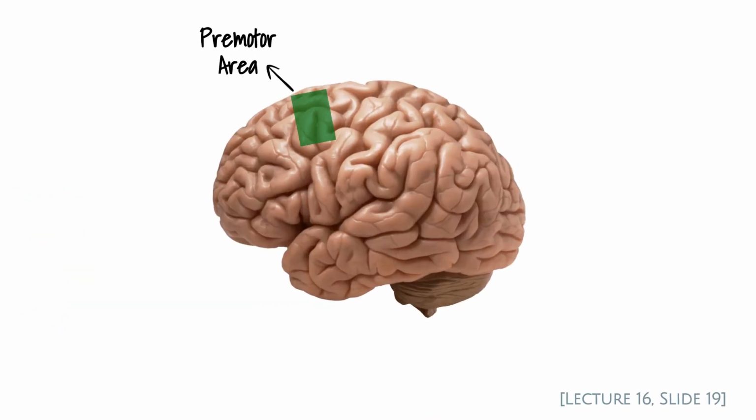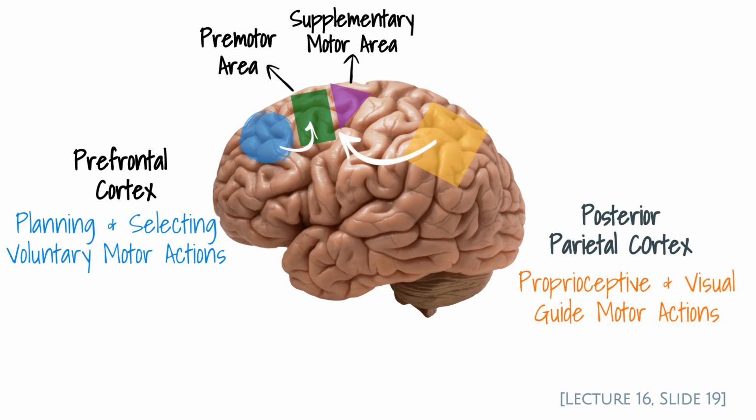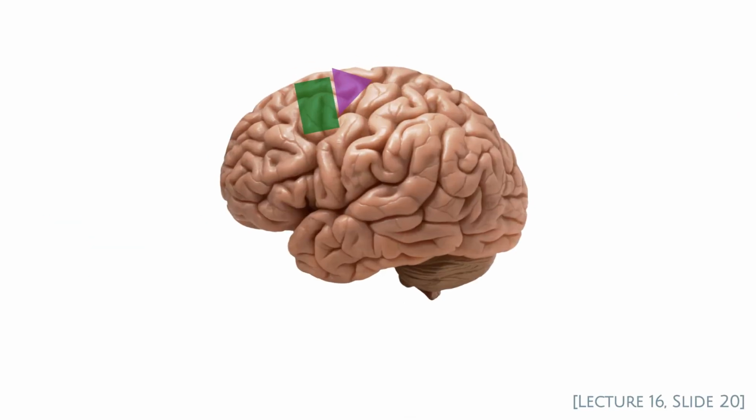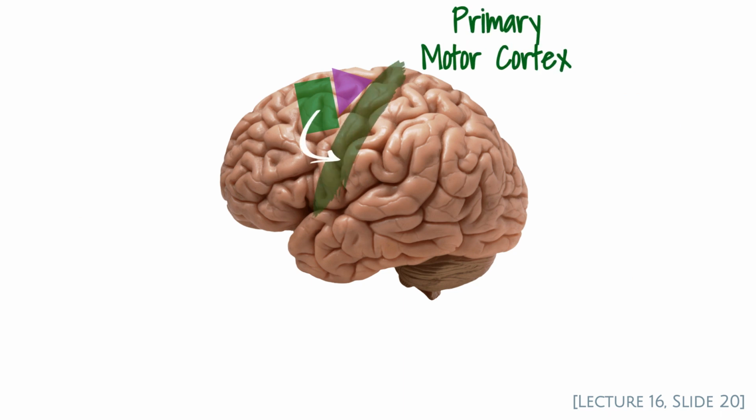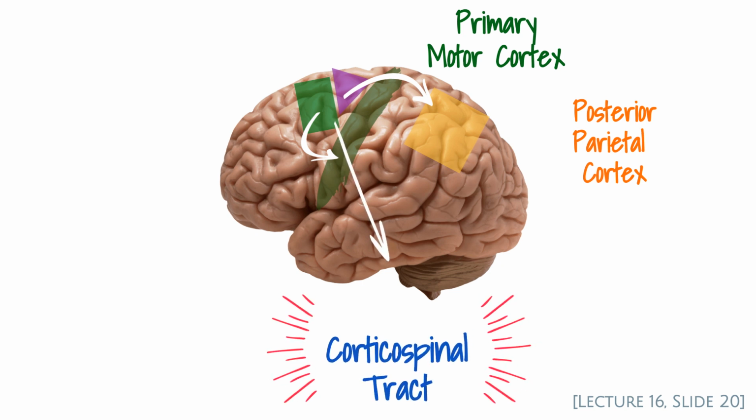The premotor area and the supplementary motor area receive inputs from the prefrontal cortex for planning and selecting voluntary motor actions, posterior parietal cortex for proprioceptive and visual feedback to guide motor actions, and the primary somatosensory cortex to process sensory feedback during ongoing movements. Once an action is selected, efferent outputs are sent to the primary motor cortex, the posterior parietal cortex, and the cortical spinal tract.